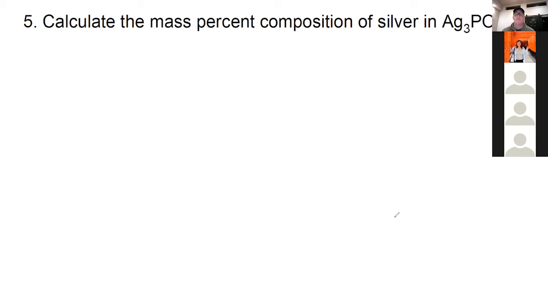Yeah, generally, one of the meanings of mass percent is how much of a solute is in a solvent. That's right. But here, I just have a solid, presumably. I just have a formula. So what is it referring to? Percent composition of silver.